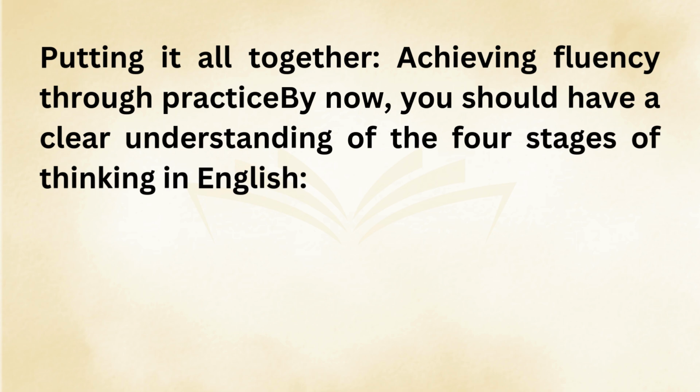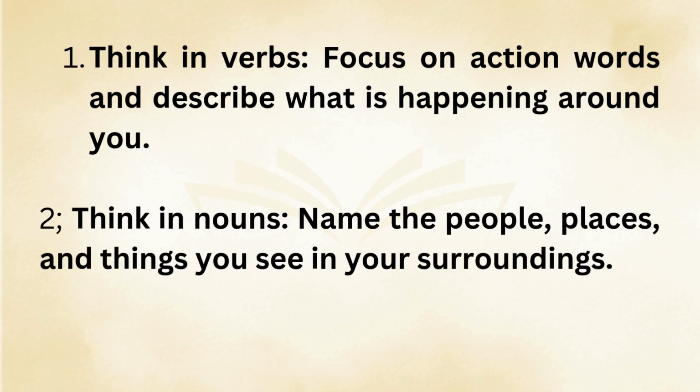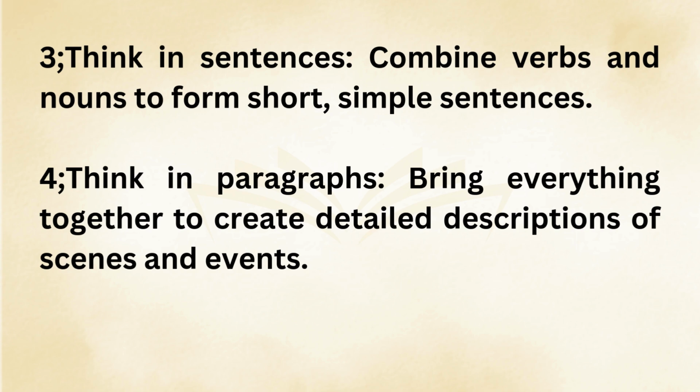Achieving fluency through practice. By now, you should have a clear understanding of the 4 stages of thinking in English. 1. Think in verbs. Focus on action words and describe what is happening around you. 2. Think in nouns. Name the people, places, and things you see in your surroundings. 3. Think in sentences. Combine verbs and nouns to form short, simple sentences. 4. Think in paragraphs. Bring everything together to create detailed descriptions of scenes and events.